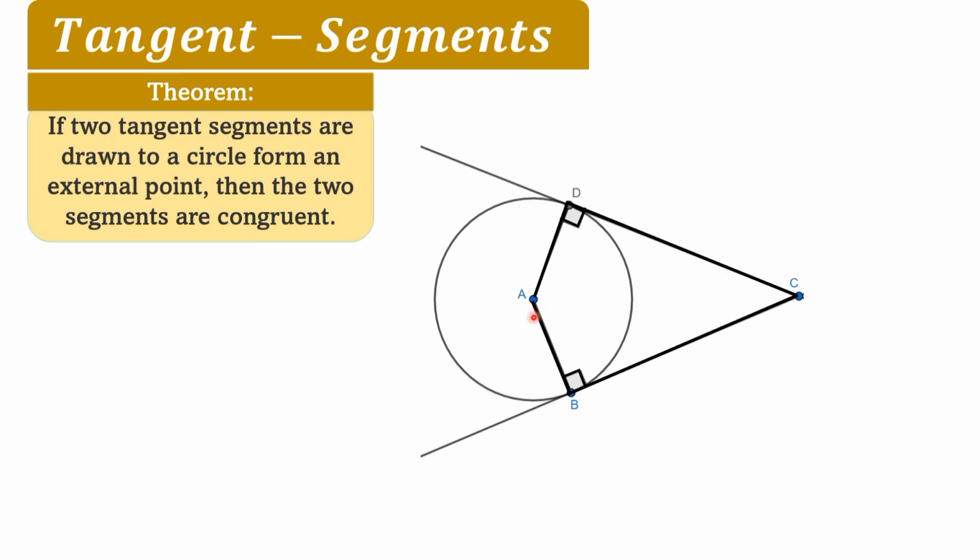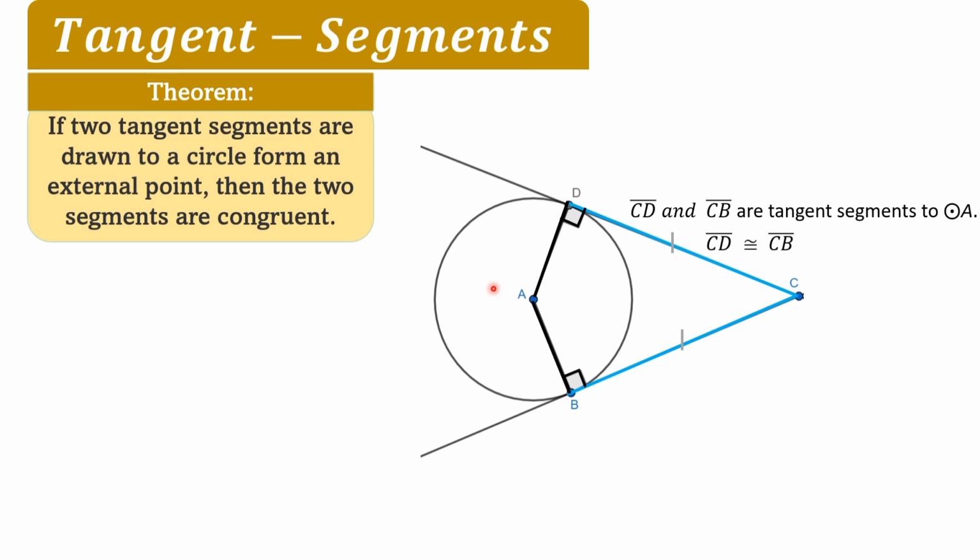In circle A, segment CD or DC intersects circle A at D, while segment CB intersects circle A at point B. These two segments are the tangent segments of circle A, and they are drawn from external point C. This means that segment CD and segment CB are congruent.